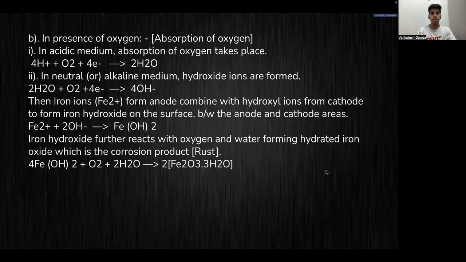In the presence of oxygen, absorption of oxygen takes place. In neutral or alkaline medium, hydroxide ions are formed. Then iron ions Fe2+ from the anode combine with hydroxyl ions from the cathode to form iron hydroxide on the surface between the anode and cathode areas. Iron hydroxide further reacts with oxygen and water forming hydrated iron oxide, which is the corrosion product, which means rust. So we can look at the reactions which take place.